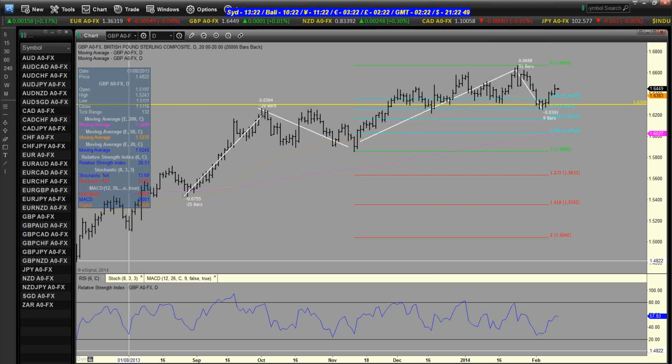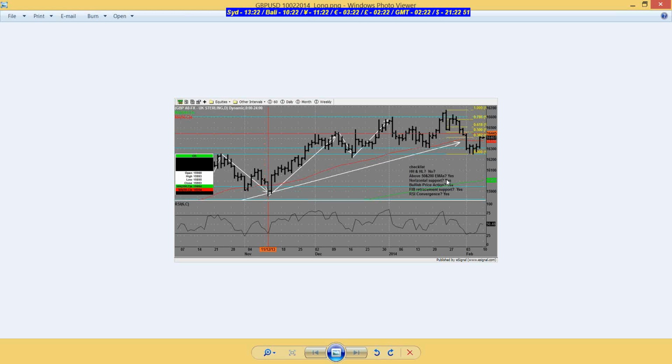I'm just going back to your analysis. Above the moving averages, well, you can't say yes to that because you certainly are below the 50. Horizontal support, absolutely, at $1.63. Bullish price action, yes. Fib retracement support. Okay, you got your fib wrong. Sorry, excuse me, you got your fib wrong.